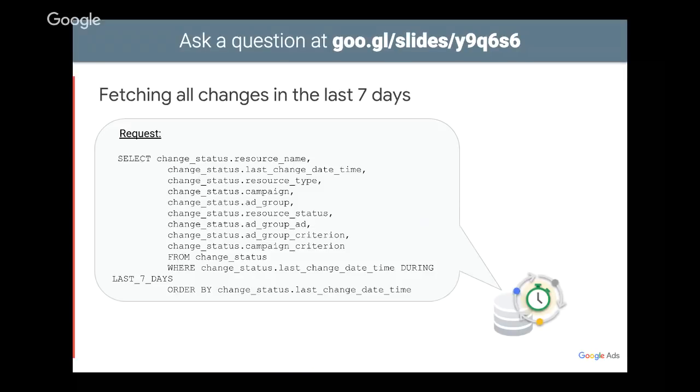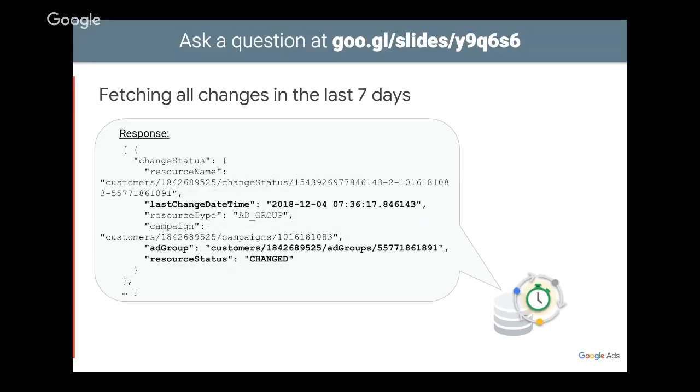So here's, again, Google Ads query language, front and center. This isn't a particular language. This is just the request that you would send in any language, whether it's Python, Ruby, Java. Here's a select statement that you would send to the Google Ads API. So you could select a whole bunch of fields related to the change from change status, where change date was in the last 7 days.